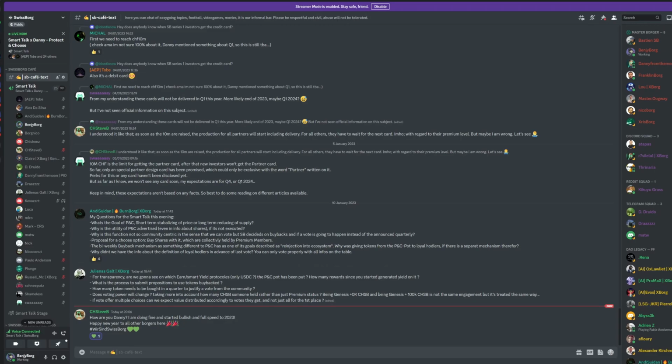Cool, very clear. So it's more like a deflationary tool so that we're able to increase the value of each token, basically. Yeah, exactly. Well, that was the Protect and Burn at least. Exactly. So that was the Protect and Burn. And then the Protect and Choose came earlier this year, just before I joined, like a month before.